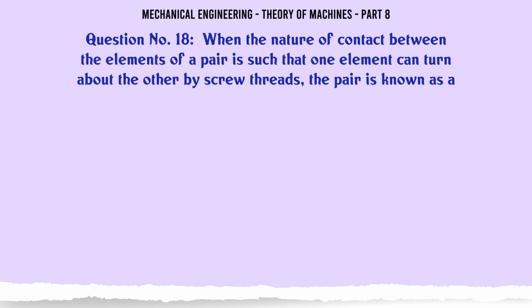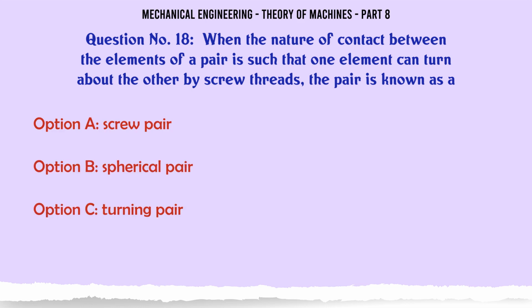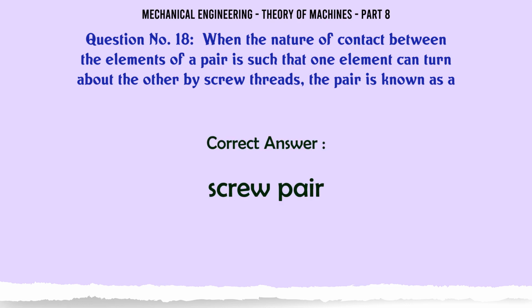When the nature of contact between the elements of a pair is such that one element can turn about the other by screw threads, the pair is known as: A. Screw pair, B. Spherical pair, C. Turning pair, D. Sliding pair. The correct answer is screw pair.